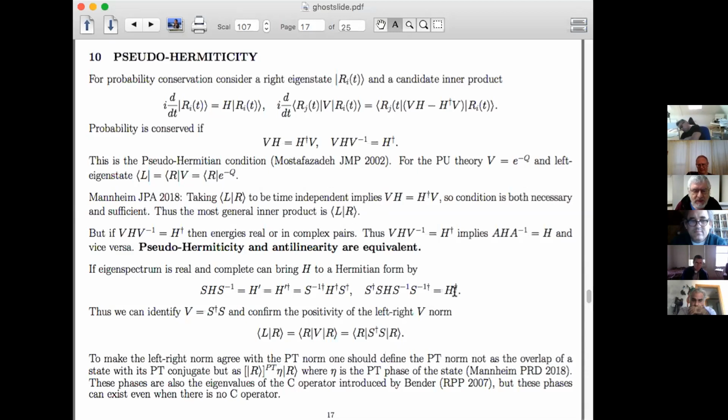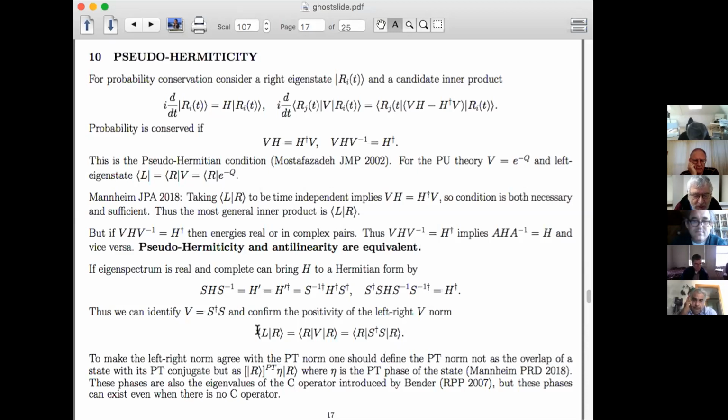Now, let's suppose that an eigenspectrum is real and complete. Then you can bring H to a form in which it's Hermitian by a similarity transformation. That's what real and complete means. You can always find a similarity transformation to bring it to a Hermitian form. But H prime dagger, we just take the dagger of that, is S minus 1 dagger, H dagger, S dagger. And therefore we finish up, now you just multiply through on the left and the right by S dagger, we get S dagger S H S to minus 1, S to minus 1 dagger is H dagger, and therefore we can identify V as S dagger S, because there's V H V to minus 1.